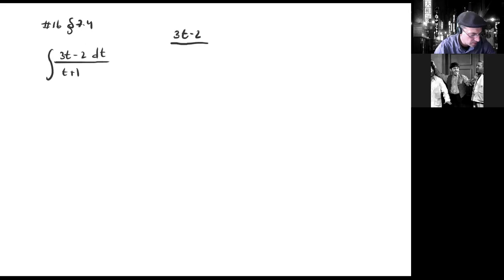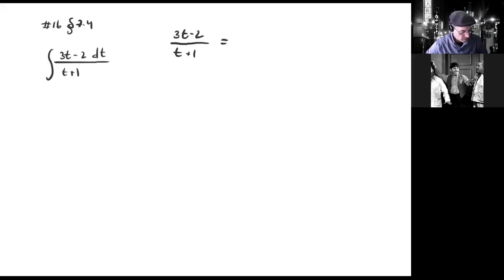So the first problem I'm going to do is number 16 in the exercises of section 7.4, and that's the integral of (3t minus 2) dt over t plus 1. So this is how I propose we do problems like this. The bottom is just a single linear factor. I propose that we break the integral up into, well, I don't propose that. I propose something else I just realized.